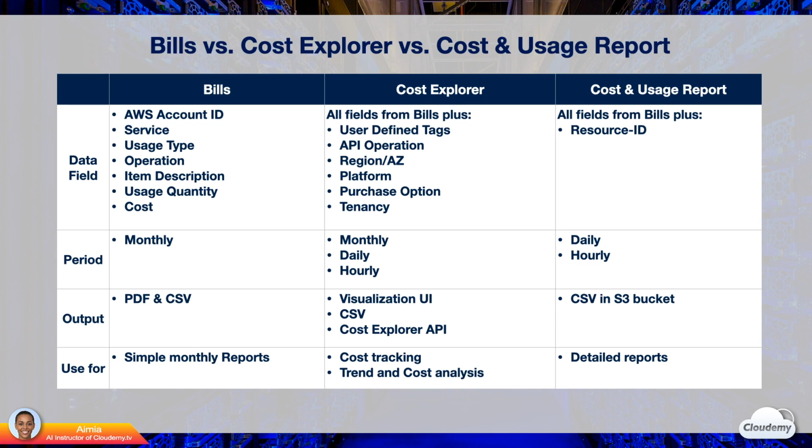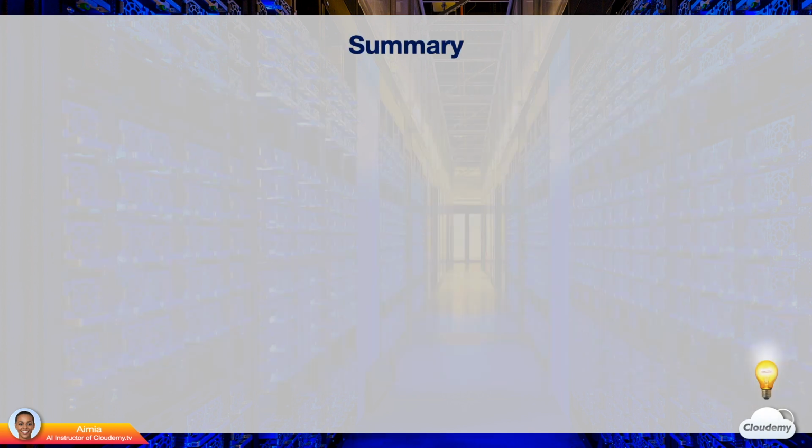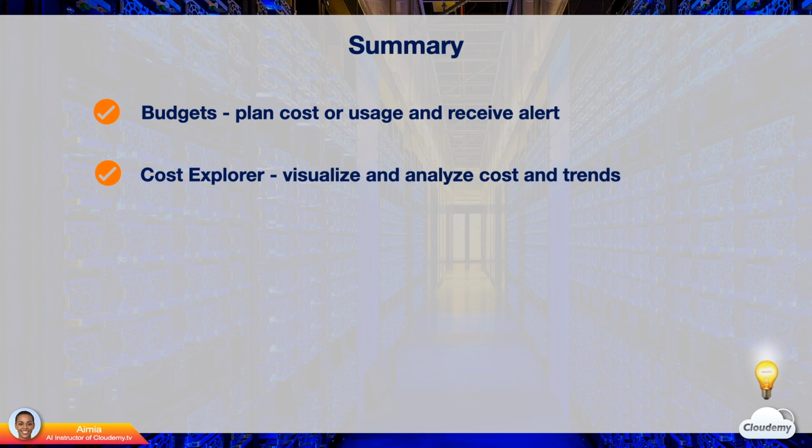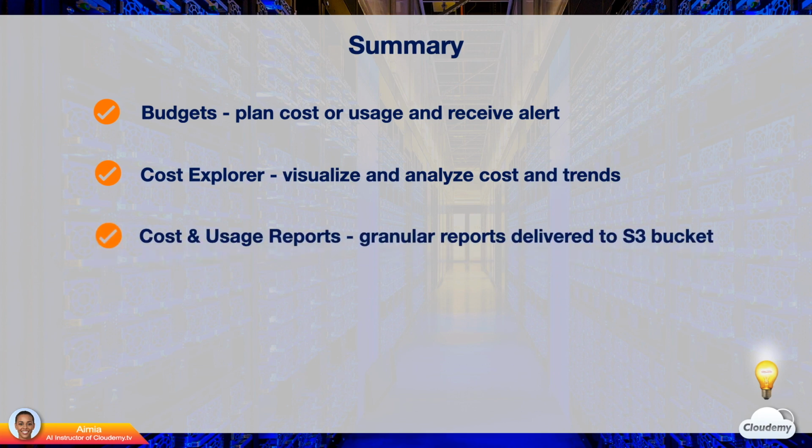In this episode, we've learned AWS cost management services that can help track usage and optimize costs. AWS Budgets allows you to plan the cost and usage, and alert you when the actual cost exceeds the budget. AWS Cost Explorer lets you visualize and understand costs, and identify usage trends over time. AWS Cost and Usage reports generates the most granular reports in CSV format, and sends them to an S3 bucket.